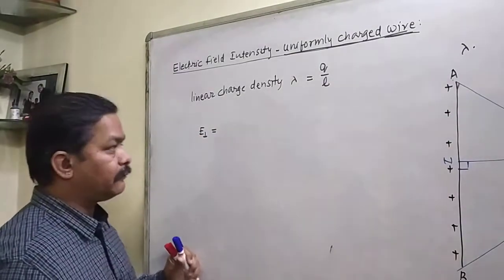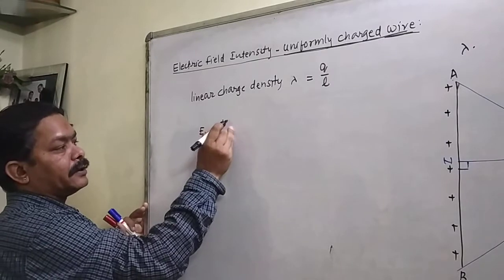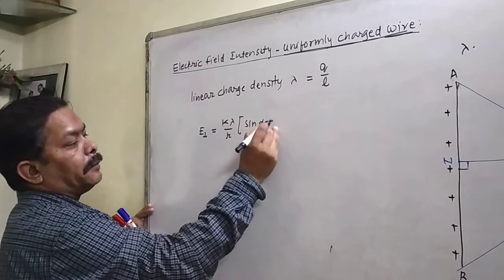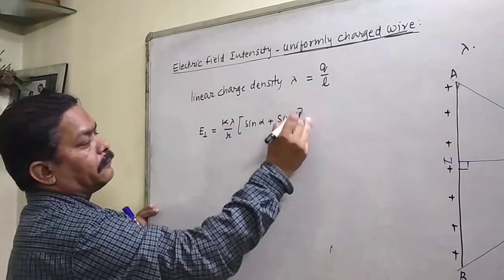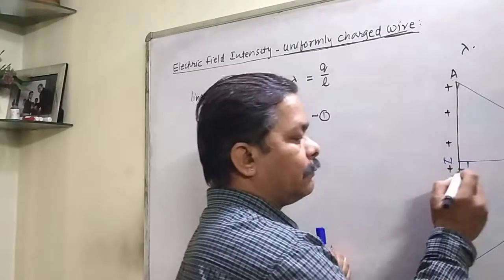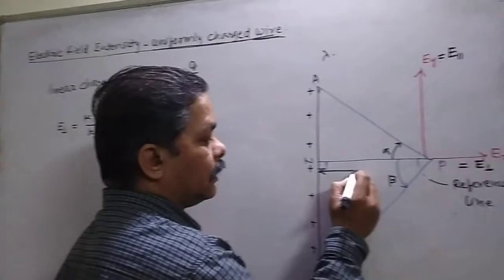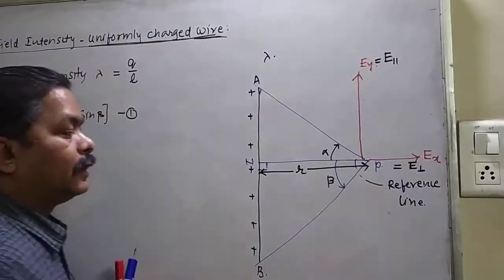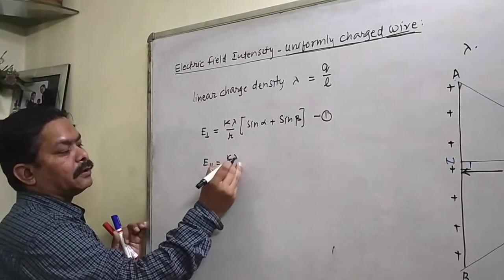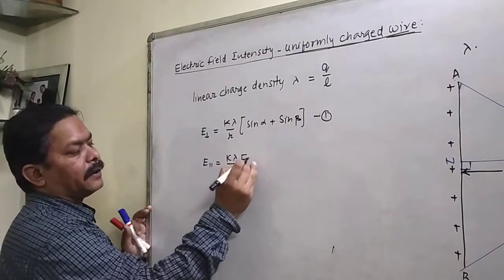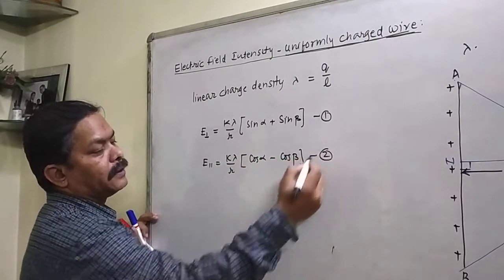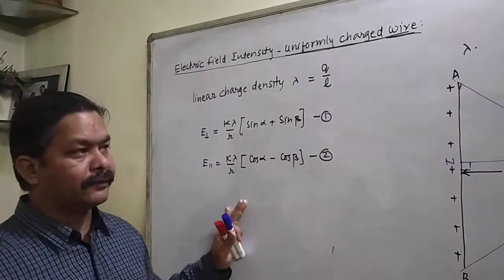Yesterday we derived the formula for E perpendicular. It is equal to k lambda upon r into sine alpha plus sine beta. And r is the distance of the point P from the line AB. Now the E parallel component of the field, parallel to the wire, is k lambda upon r into cos alpha minus cos beta.